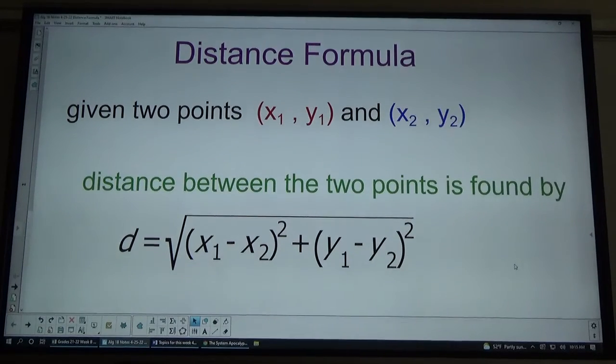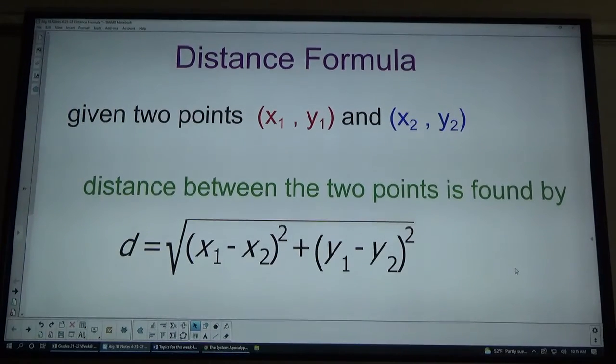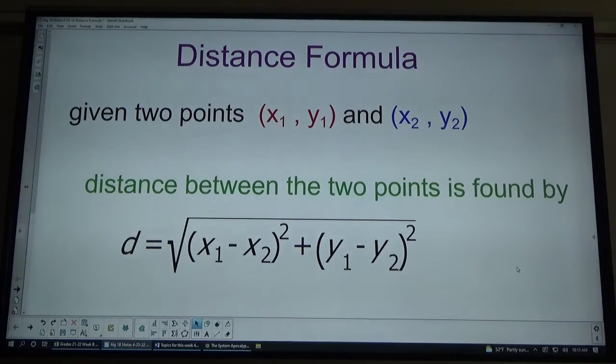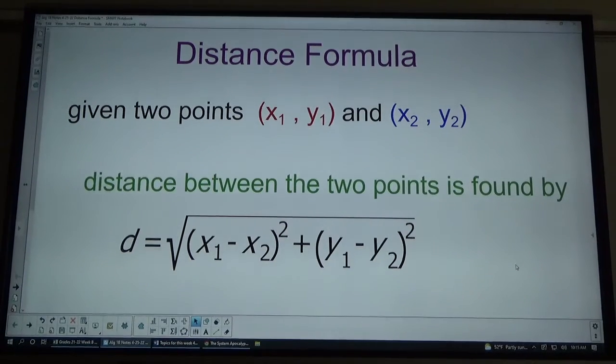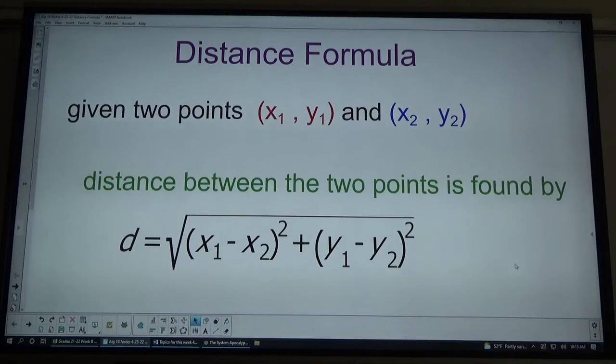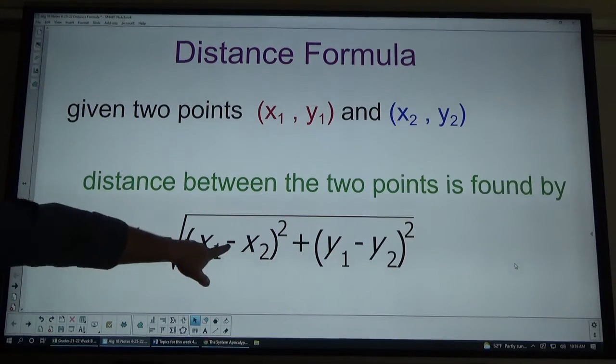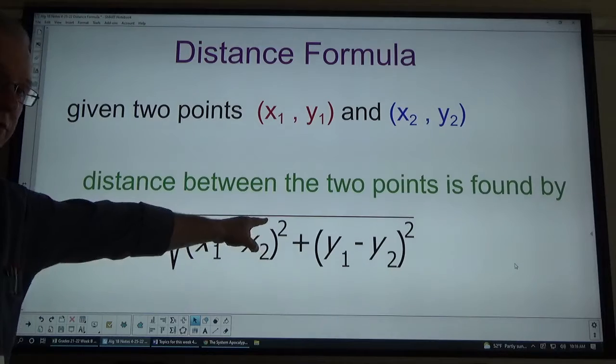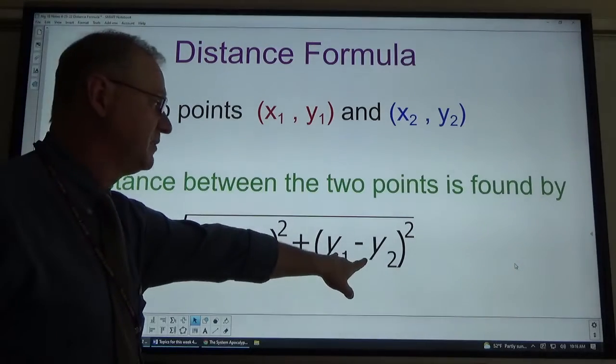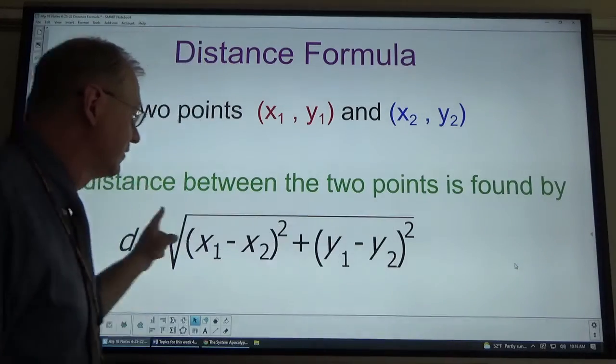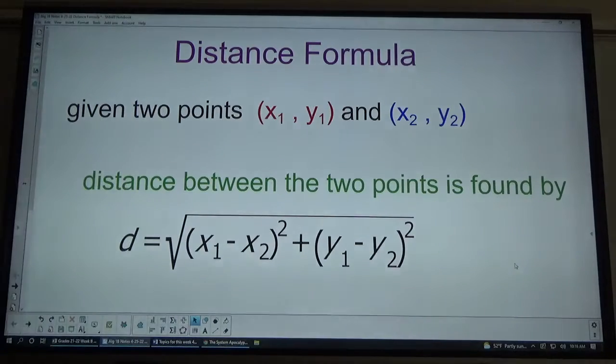Welcome. So today we're going to focus on the distance formula. When you're given 2 points, x1, y1, and x2, y2, the distance between those 2 points can be found using d equals the difference between the two x values squared plus the difference between the two y values squared, and the result square rooted.